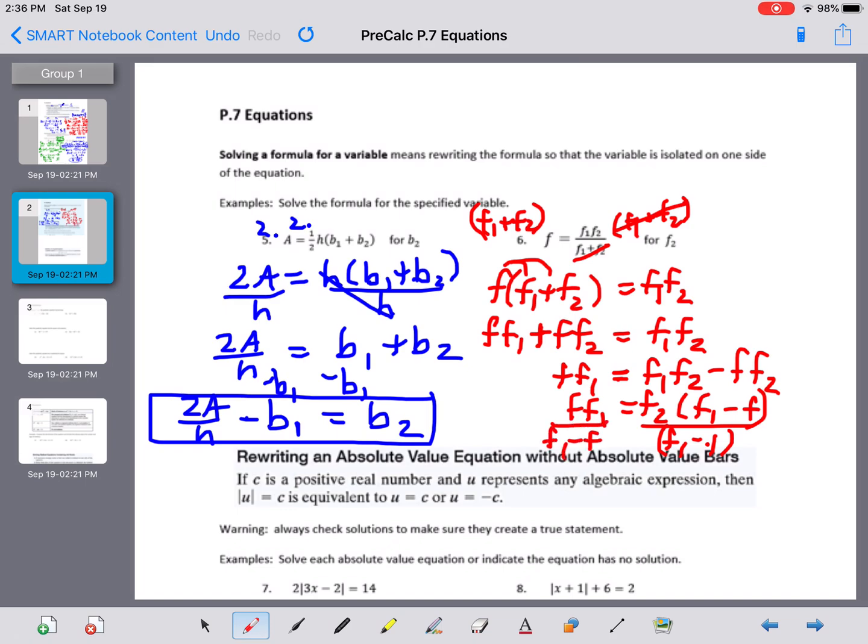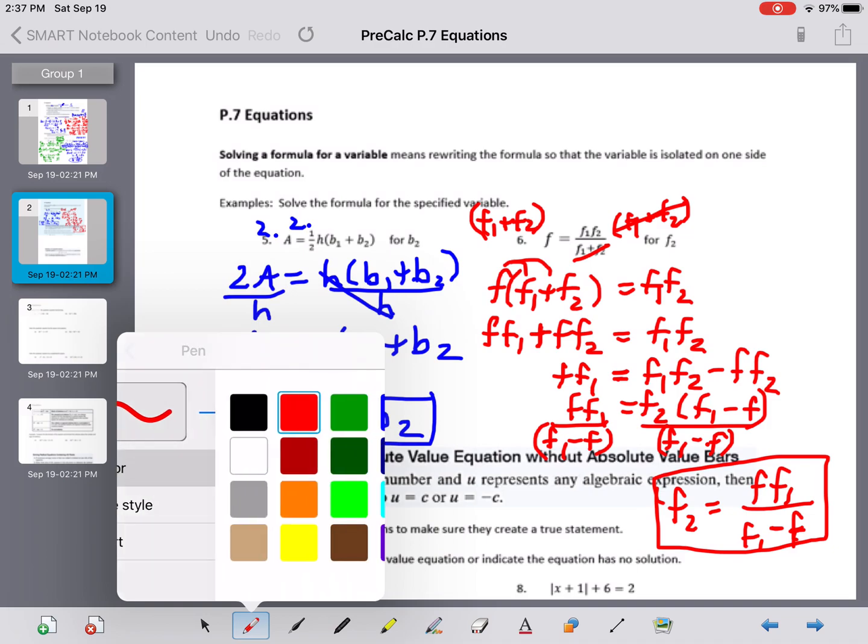And I can't stress enough, rarely will you ever be able to simplify anything. On this side, you definitely can't. So my final answer here is f2 equals f1, that's a multiplication on top, divided by f1 minus f on the bottom. And remember that rule that if things are being added or subtracted, they cannot reduce with things being multiplied. So we are done right there. That is our answer, okay?